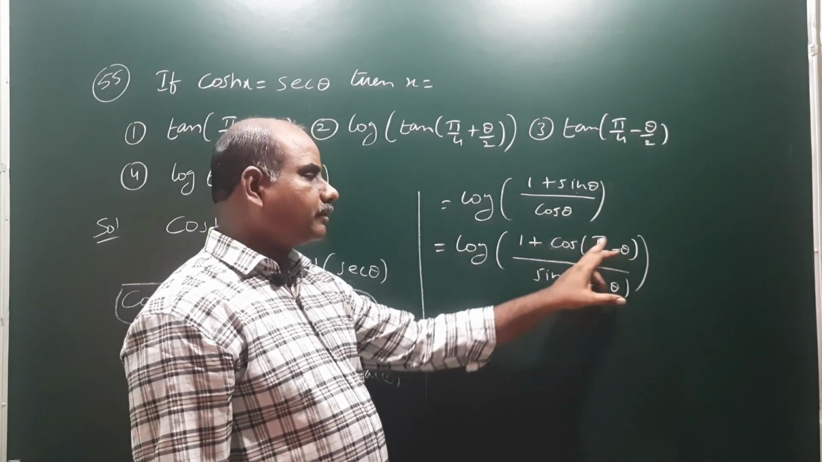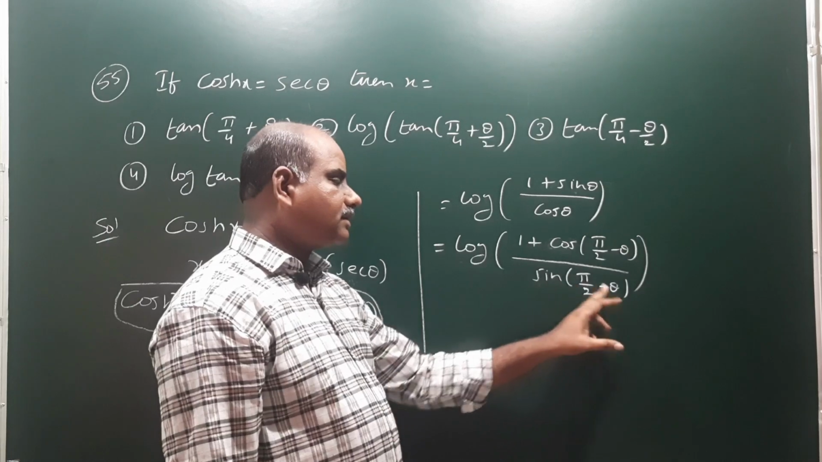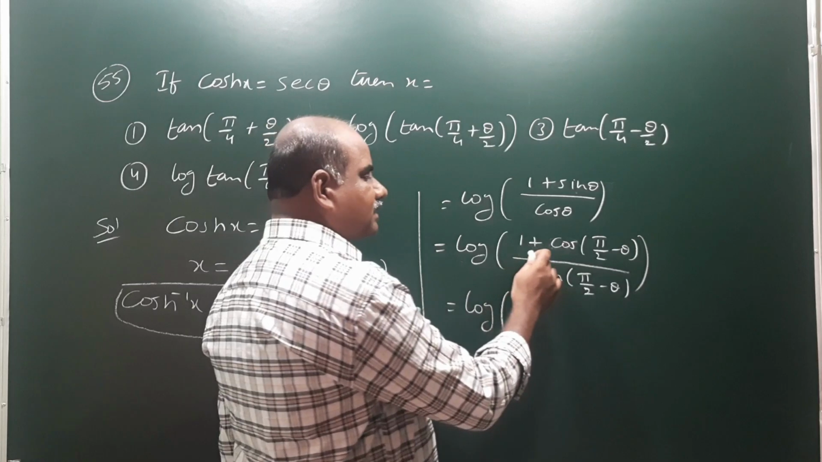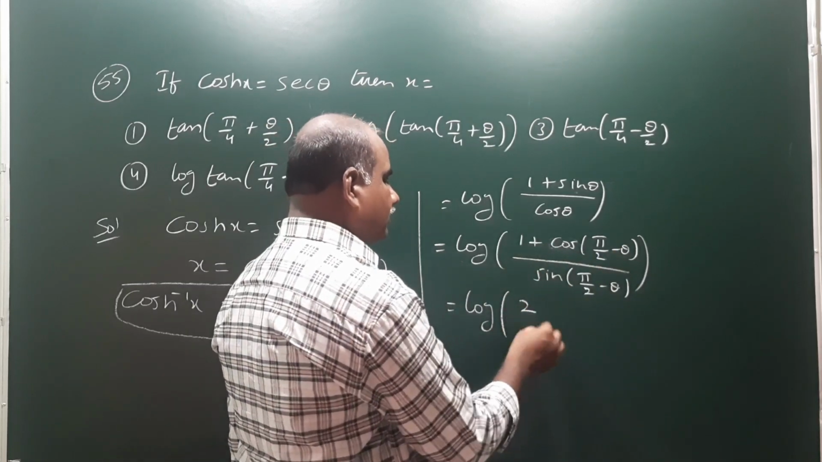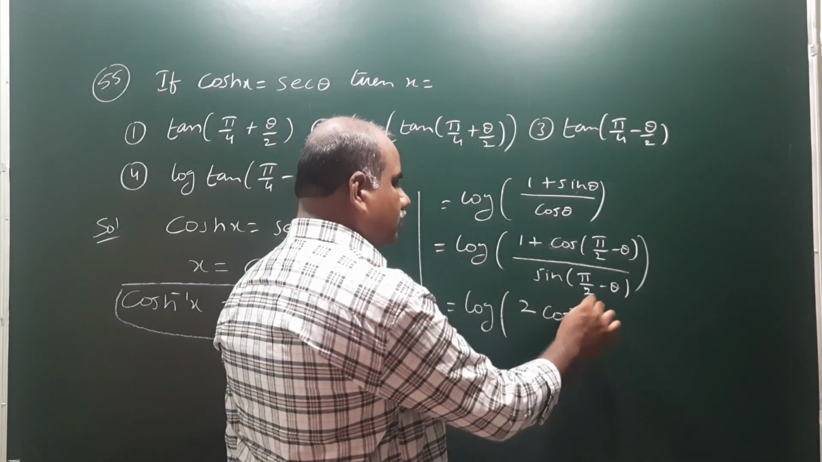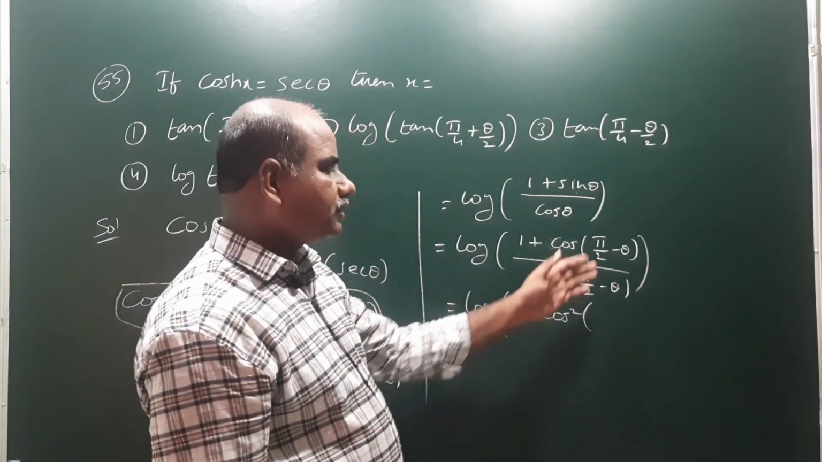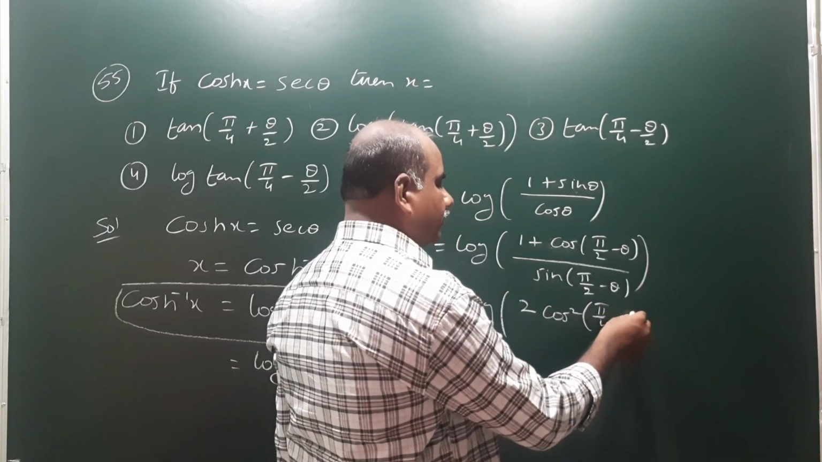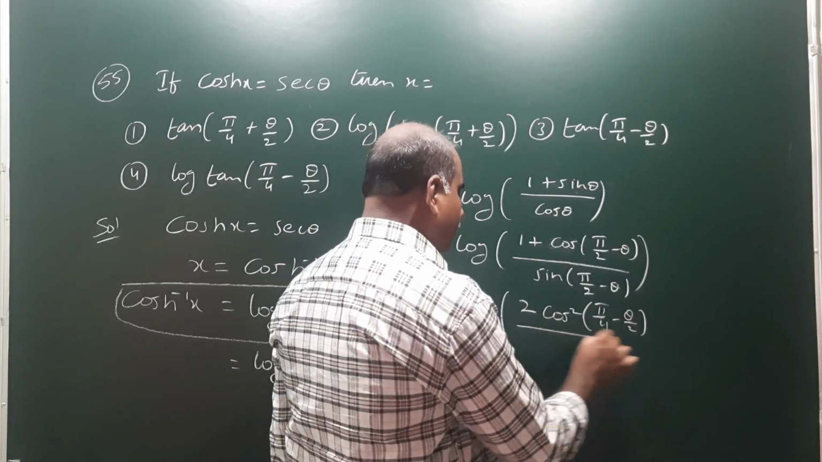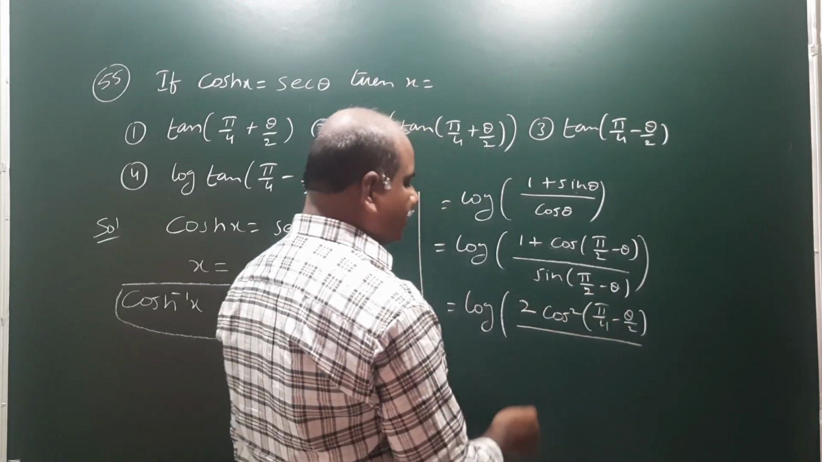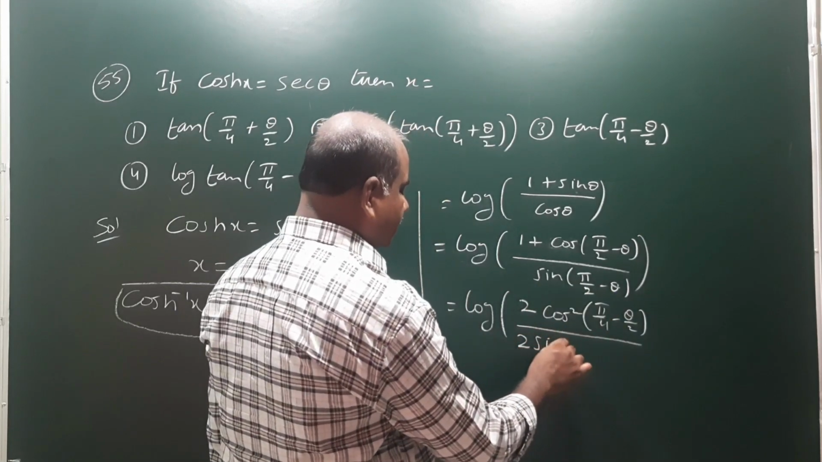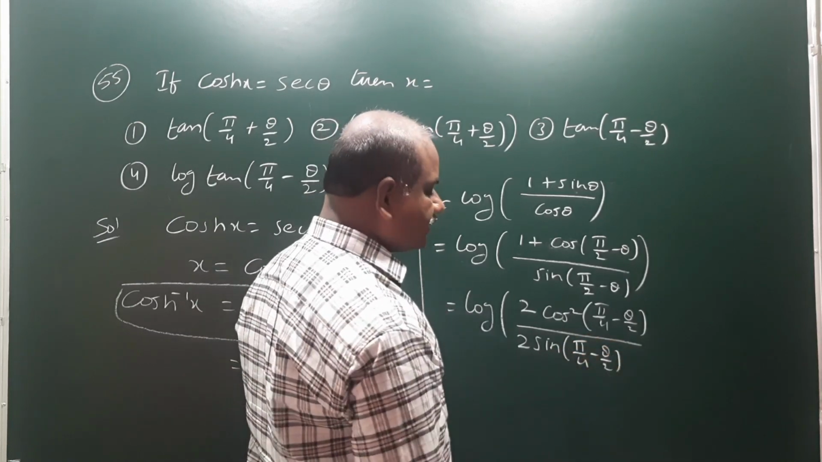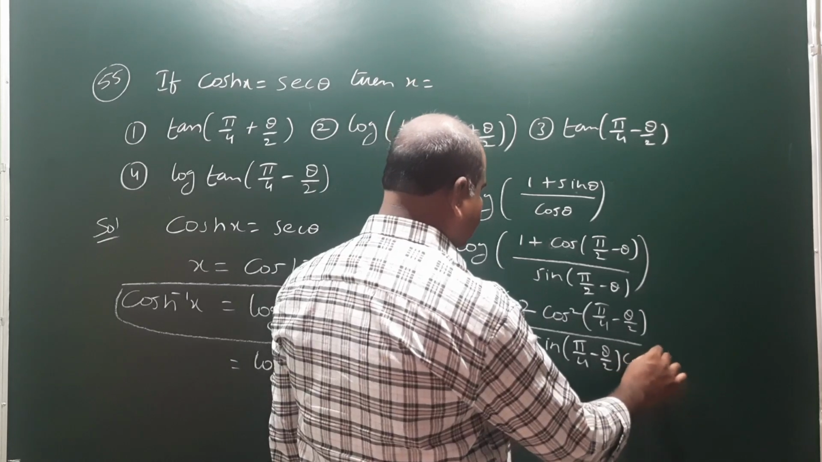It is in the form 1 plus cos theta. Here it is sin theta. Okay. So log 1 plus cos theta means 2 cos square theta by 2, from multiple and submultiple. So pi by 2 by 2 becomes pi by 4 minus theta by 2 whole, by sin theta, which from multiple and submultiple is 2 sin theta by 2 cos theta by 2, with angle pi by 4 minus theta by 2.